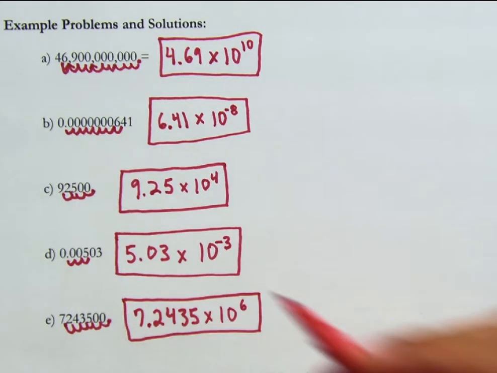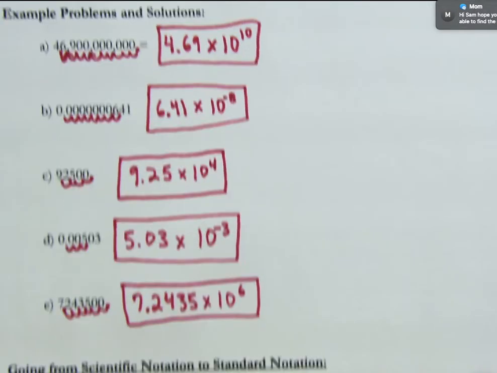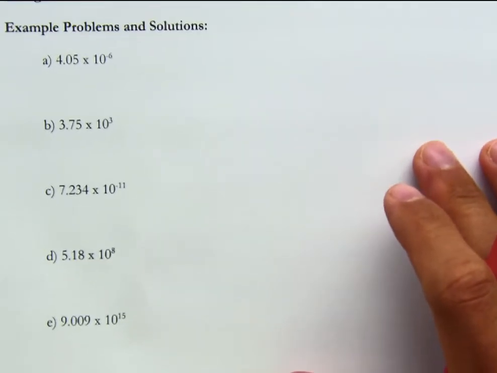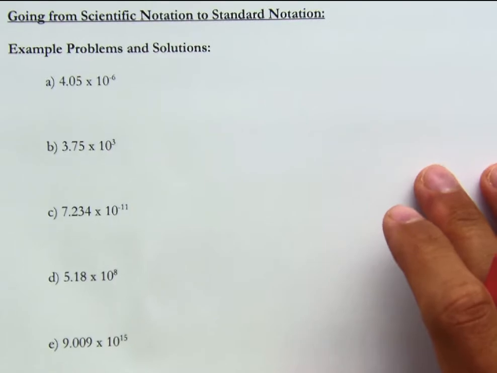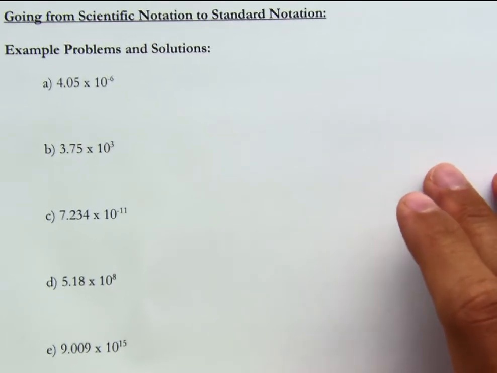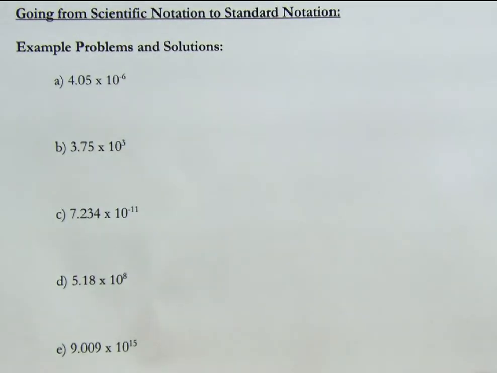So these have all been practice going from standard notation into scientific notation. What I'd like to do is a couple of examples going the opposite direction. This is going from scientific notation to standard notation. So if you want to pause the video and try these, you can. I'm about to work through them.